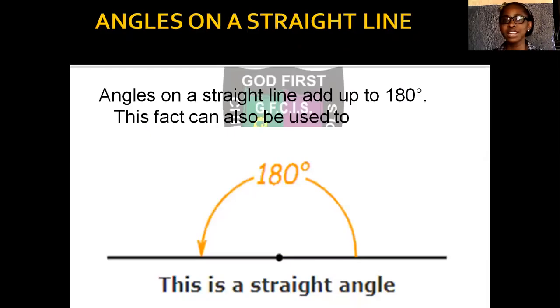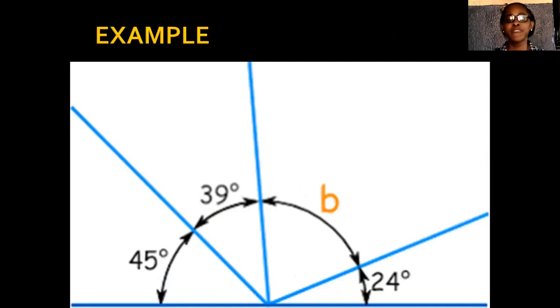So we'll move ahead to the next one, which is angles on a straight line. Don't forget I told you that the sum of angles on a straight line is 180 degrees. And this is the straight line. Any angles can be on this straight line, but the total sum must be 180 degrees. It cannot be more than 180. It must be 180 degrees.